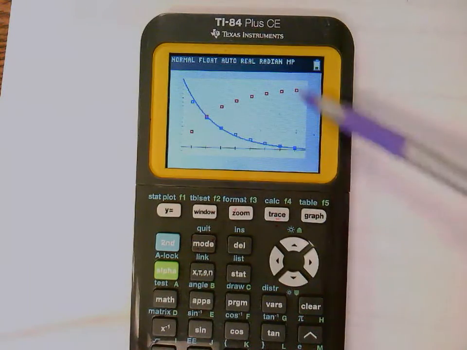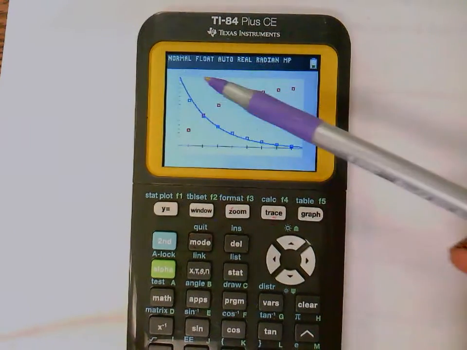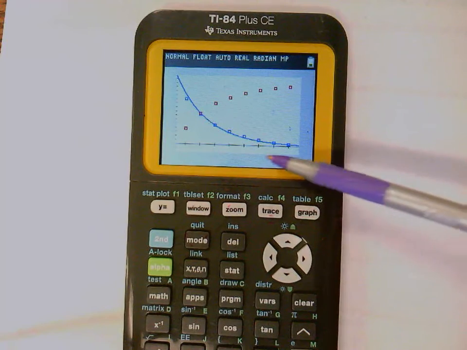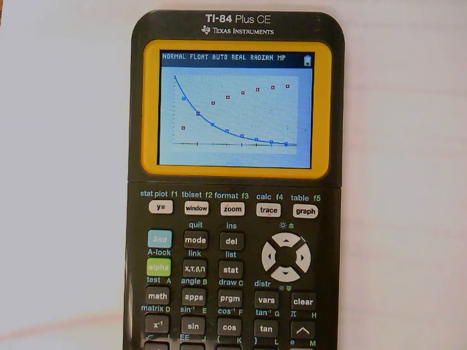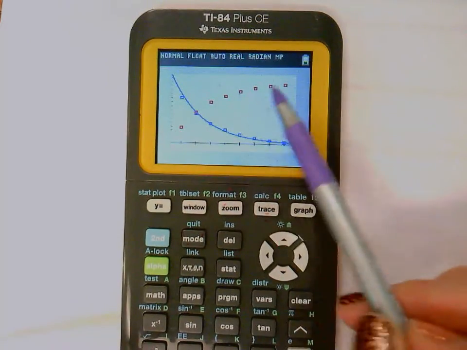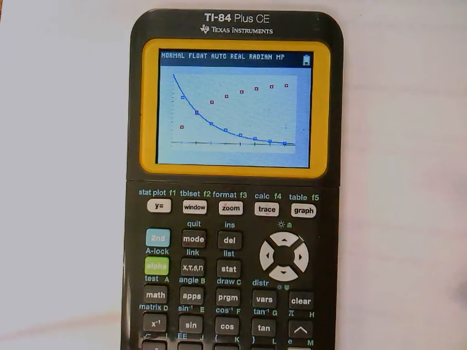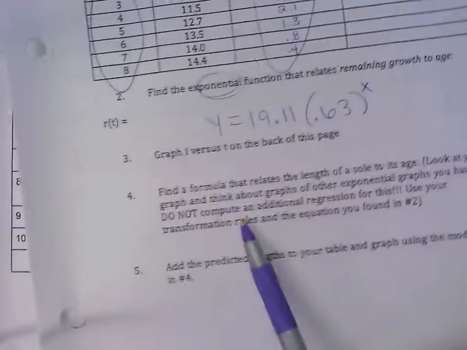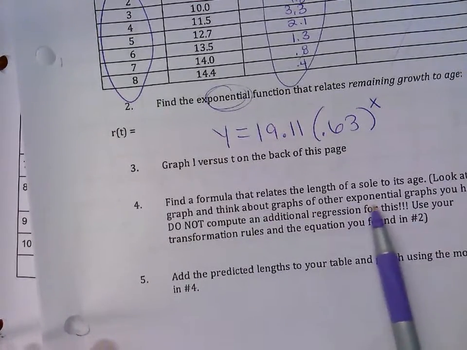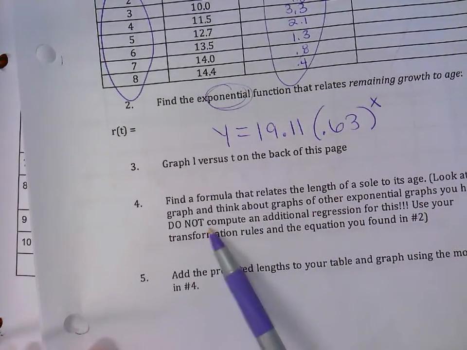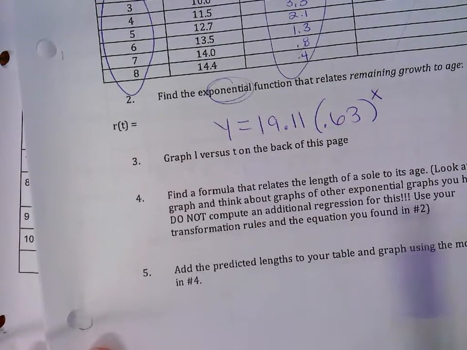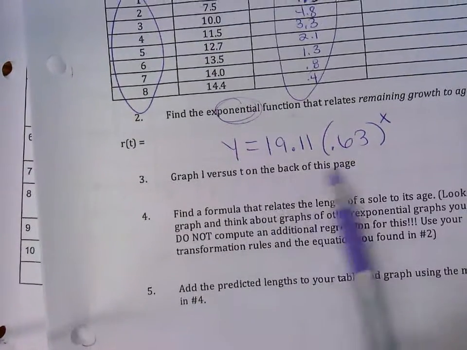So what is one of the transformations that has happened? This is when it was the column 3 remaining growth, and then red is what I just plotted on the back, relating the actual length of the fish. So how can I transform my equation? My equation was that 19.11 equation. So they want you to find a formula that relates the length to its age. Look at your graph and think about the graphs of the other exponential graphs you've seen. Don't compute an additional regression. Use your transformation rules and the equation from example 2.